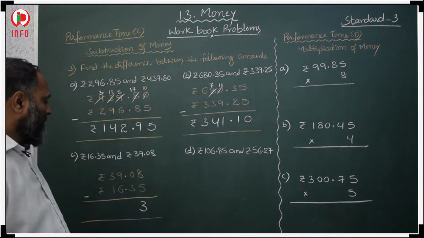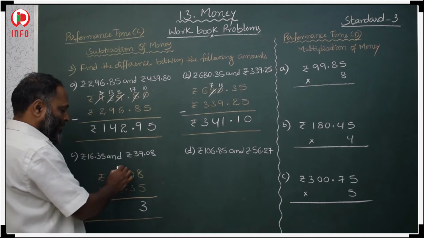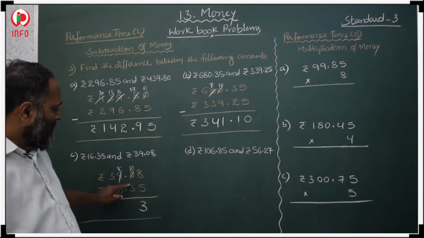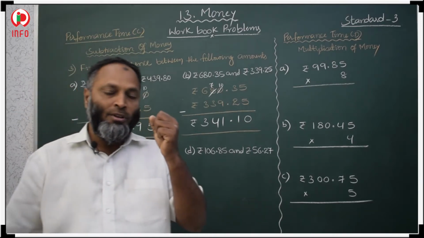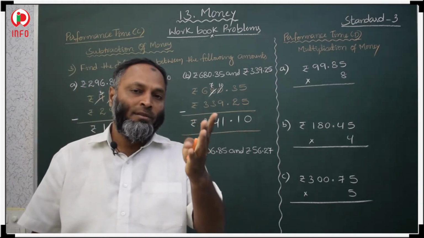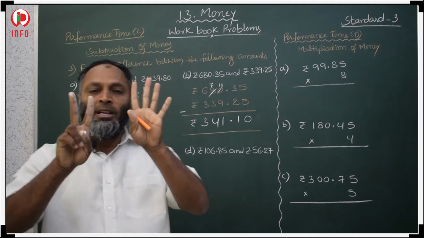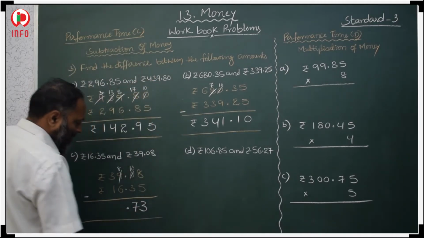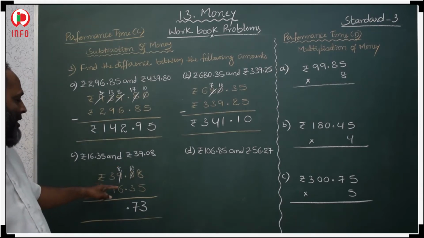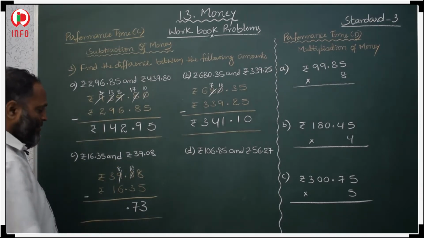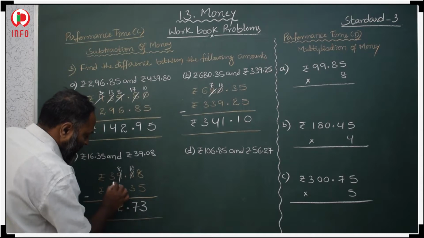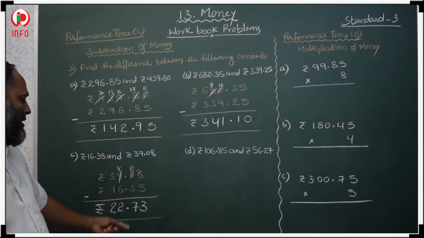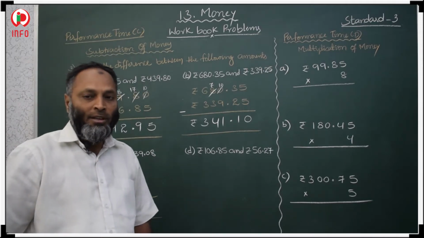Then 0 minus 3 we cannot, so borrow from here. You will get 8 here and 10. 10 minus 3 means from 4 to 10, count 4, 5, 6, 7, 8, 9, 10. It is 7. Okay, 73 paisa. Then after that, 8 minus 6 means 7, 8. It is 2. 3 minus 1 is also 2. 22 rupees 73 paisa difference.